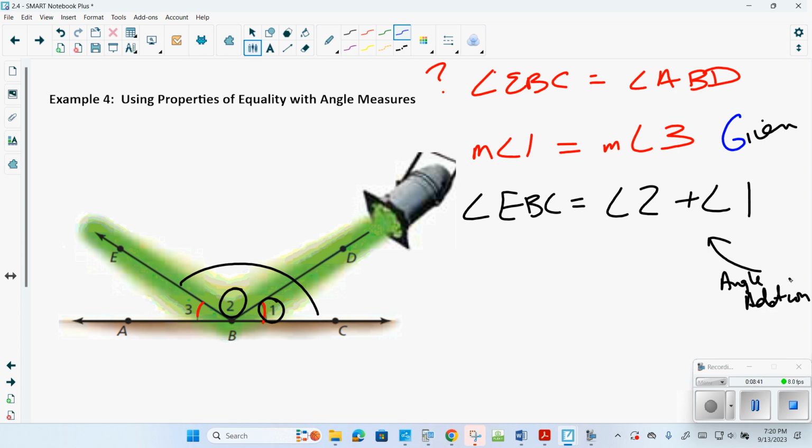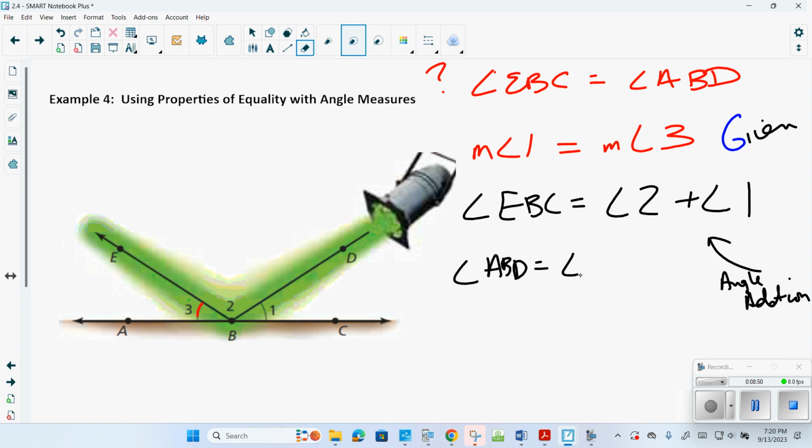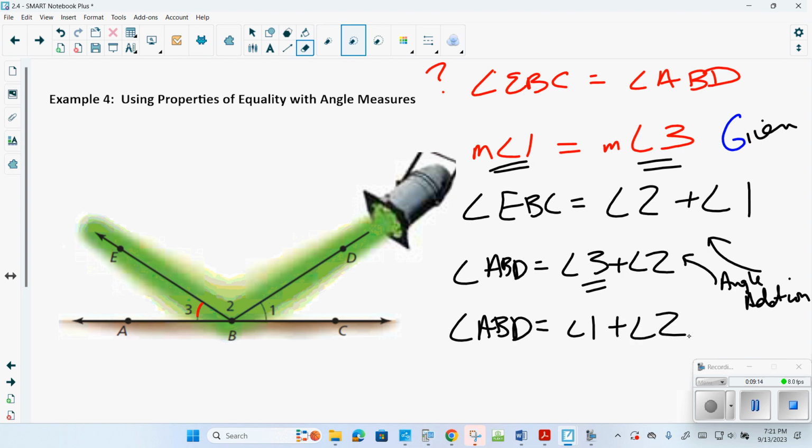And so I could say the same thing about the other one. I could say that angle ABD is equal to angle 3 plus angle 2. Same reason, angle addition. Now, substitution. I can say, because angle 1 is the same as angle 3, in place of that angle 3, ABD could equal angle 1 plus angle 2.